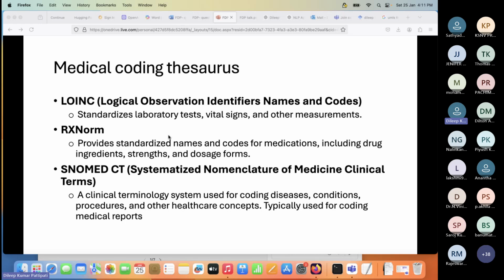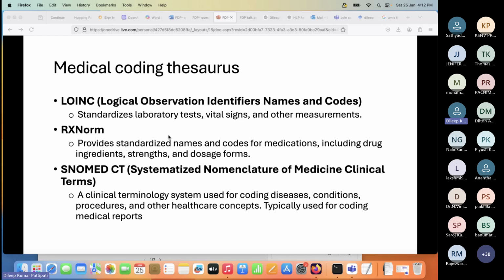Similarly, for medications, every medication has drug ingredients. What is the strength of the drug? What is the dosage form: is it a syrup, a tablet, or an injection? Based on all these factors combined, there is a database available called RxNorm.